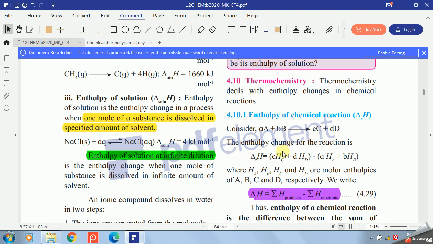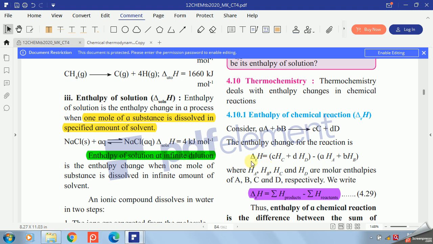So how will you calculate the enthalpy change for any chemical reaction? Remember that if it is a chemical reaction and the enthalpies of the components are given, then the enthalpy of the reaction is the summation of the enthalpy of products minus the summation of the enthalpy of reactants, multiplied by their number of moles involved in the balanced chemical equation.